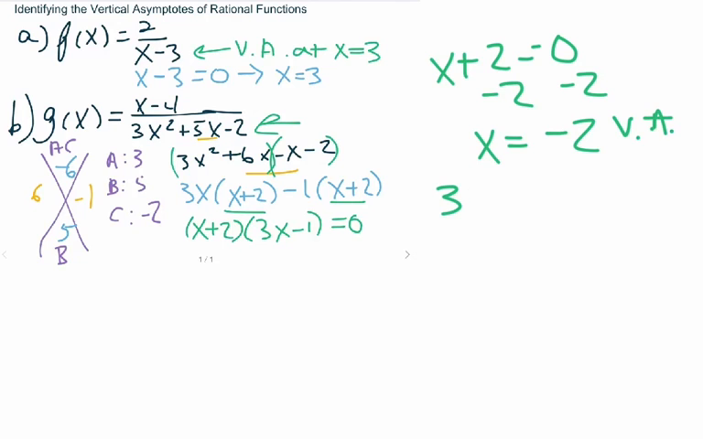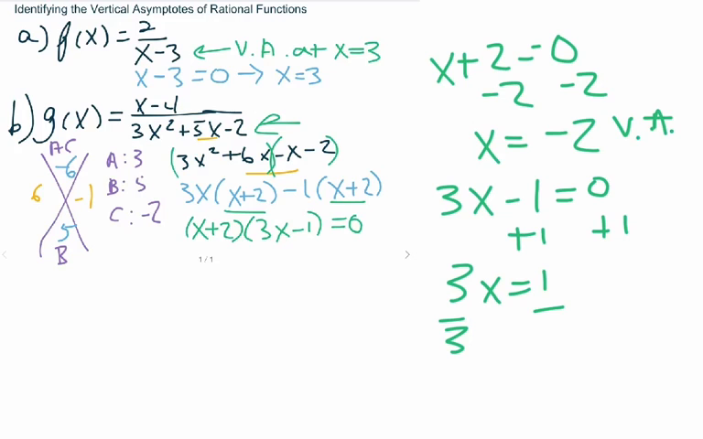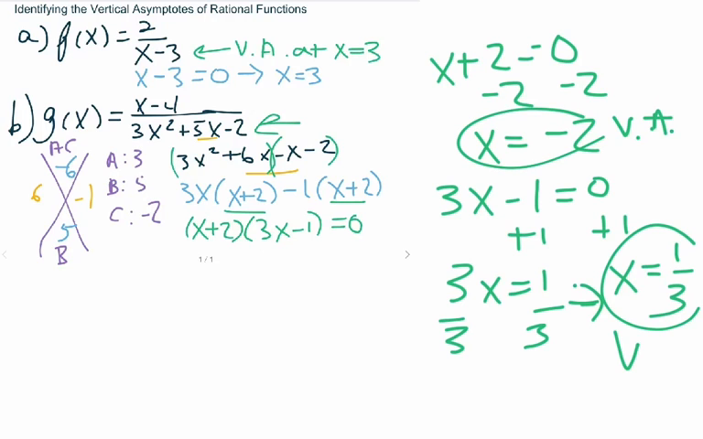Then we'll set 3x minus 1 equal to 0. Add 1 to both sides, which gives us 3x equals 1. Divide both sides by 3. That gives us x equals 1/3. That's our second vertical asymptote.